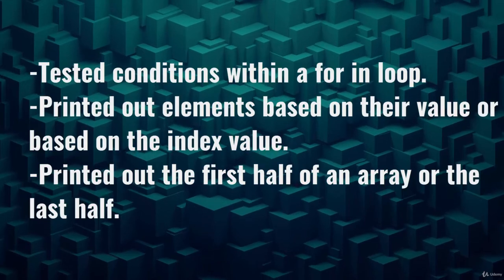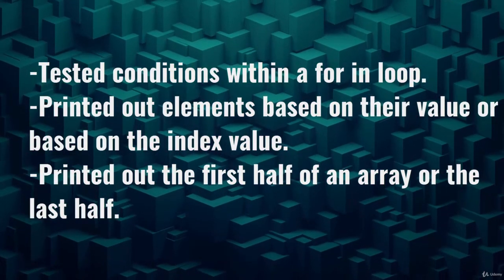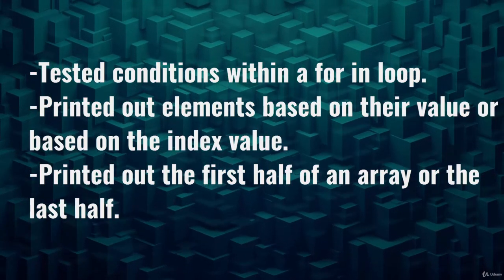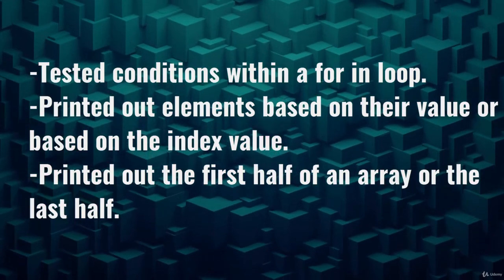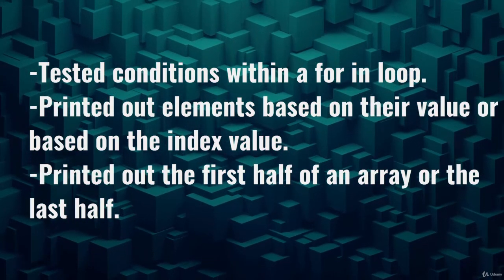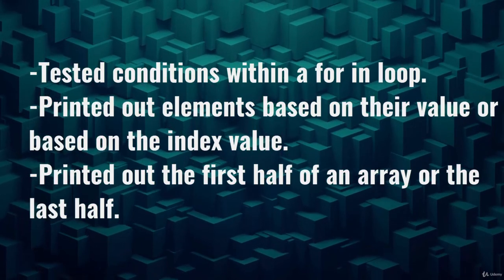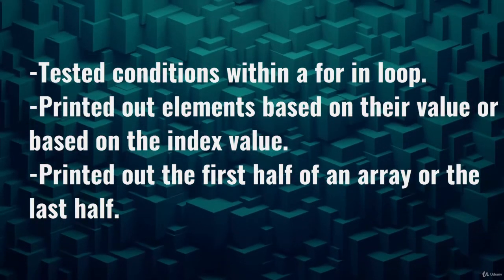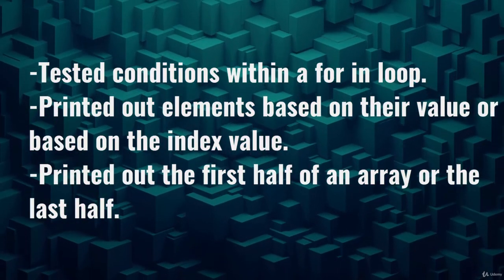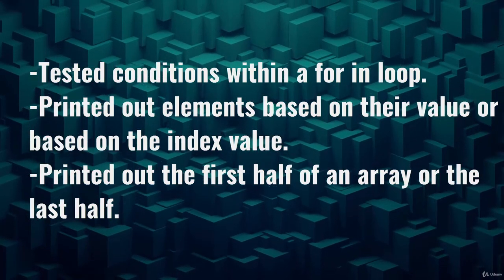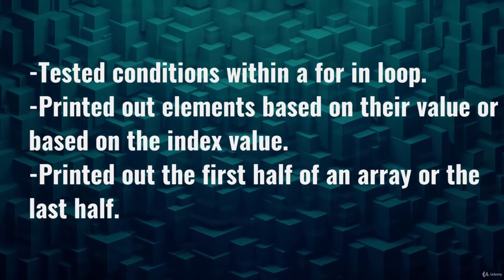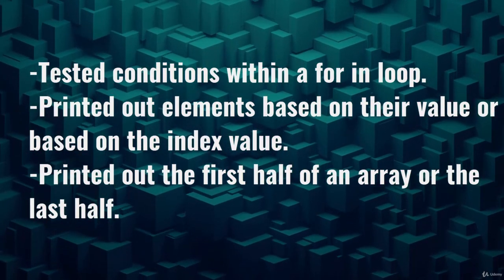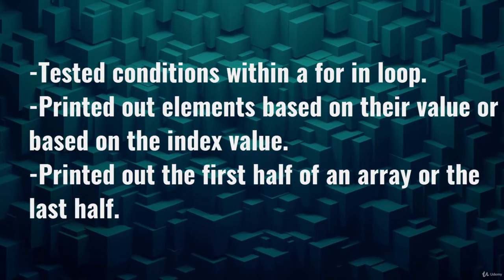Okay, so in this part we tested conditions within a for loop using if statements. So we printed out values of an array using a couple of different ways to determine which elements to print out. The first third focused more on printing out elements based on their value. Within each iteration of the for loop, we went into the array and looked at the value that the element at that index contains. And then we tested to see if it was odd, and we printed out only the odd elements. So this was a way to print out elements based on their specific value.